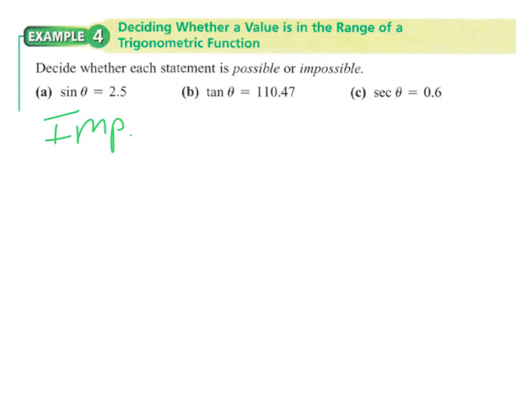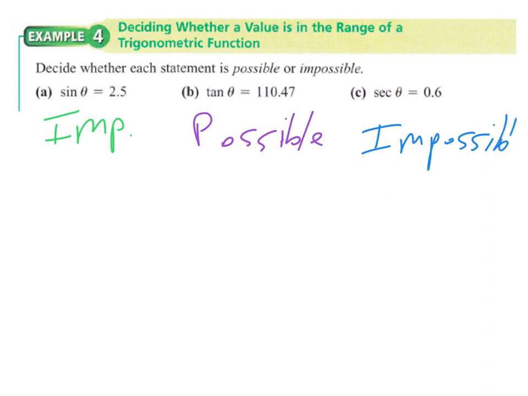The second statement, tangent of theta is 110.47. Well, the range for tangent is all real numbers, so that certainly is possible. Then we have the secant of theta is 0.6. Again, secant being the reciprocal of the cosine means that the secant's range has to be outside of -1 and 1, so this would be impossible as well. So again, just a different way of practicing our understanding of the ranges for those different trig functions.